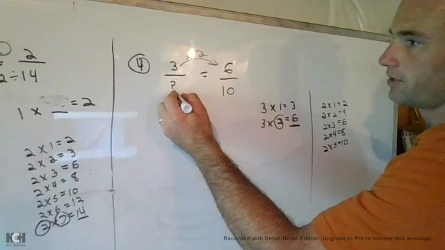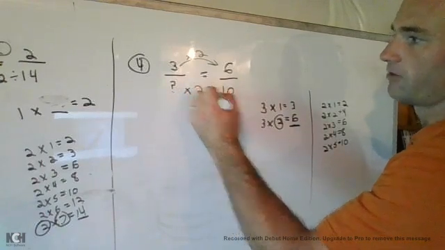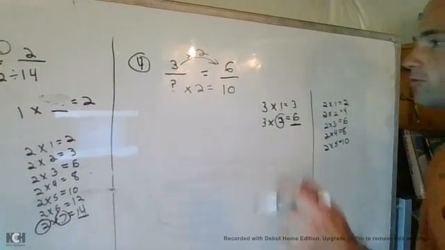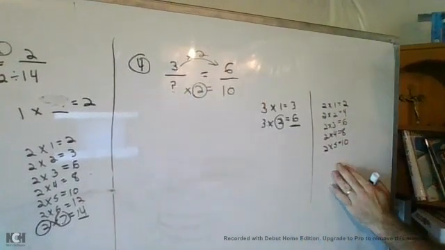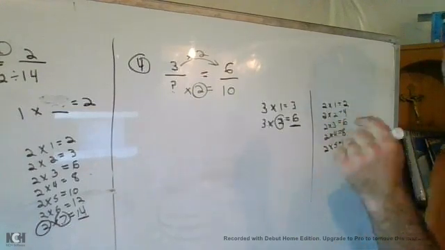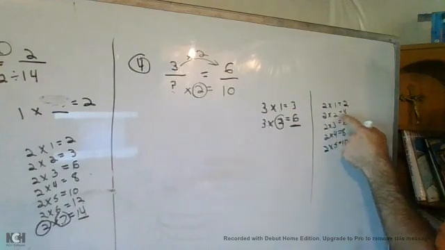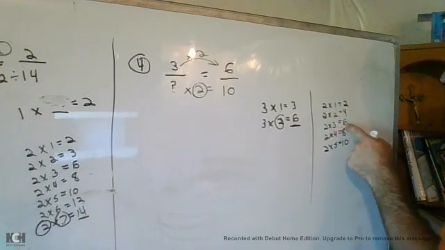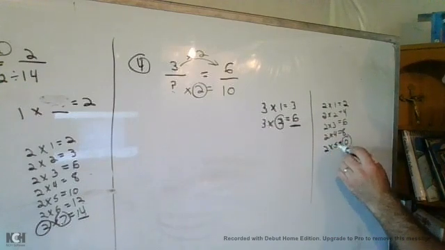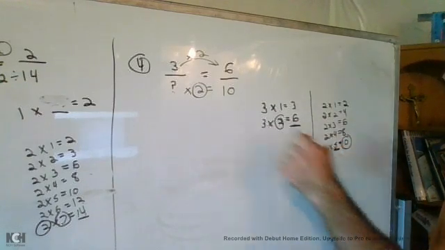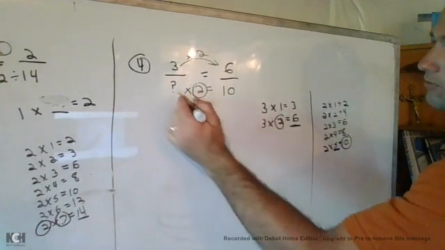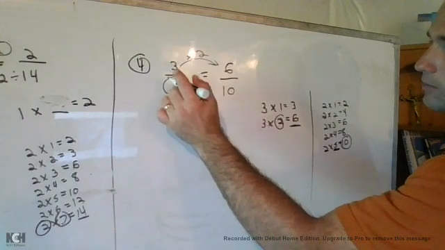Which means I got to figure out this number times 2 gave me 10. How am I going to figure out that number? I'm going to do my 2 times tables over here. 2 times 1 equals 2. And I want to find out 2 times what gives me 10. So 2 times 2 equals 4. 2 times 3 equals 6. 2 times 4 equals 8. 2 times 5 gave me 10. So the missing number is 5, because 5 times 2 will give me 10. So 5 is our denominator that's missing.